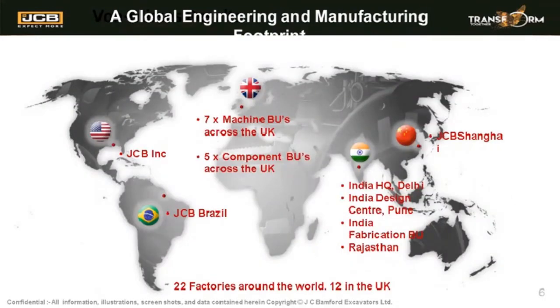We develop and produce the machines and fabrications around the world. The focus of the organisation is in the UK, where there are 7 machine business units and 5 component business units providing parts. The next focus is in India, where we're headquartered in Delhi, but we also have significant manufacturing and design capabilities in Pune, and India is a very important market. In China, JCB China operates out of Shanghai. JCB Inc. manufactures for the North American market in Savannah, Georgia, and in Brazil, Sao Paulo is our home. In total, we've got 22 factories around the world, 12 in the UK.